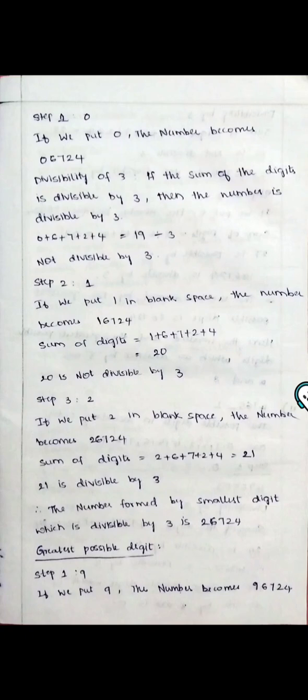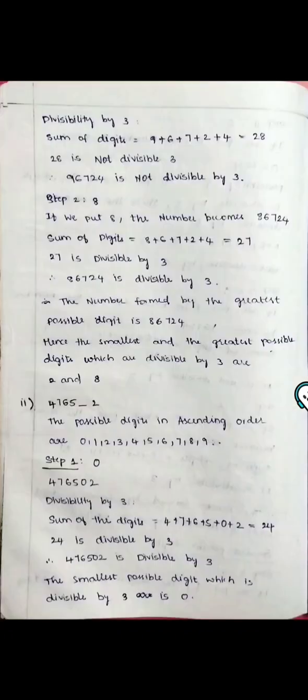If we go in reverse order, that means 9, 8, 7, 6 like that, then we get the greatest possible digit. So we'll put 9 and check. If we put 9, the number becomes 9 plus 6 plus 7 plus 2 plus 4, which is 28, and 28 is not divisible by 3. Step 2: if we put 8 and check, 8 plus 6 plus 7 plus 2 plus 4 is 27, which is divisible by 3.